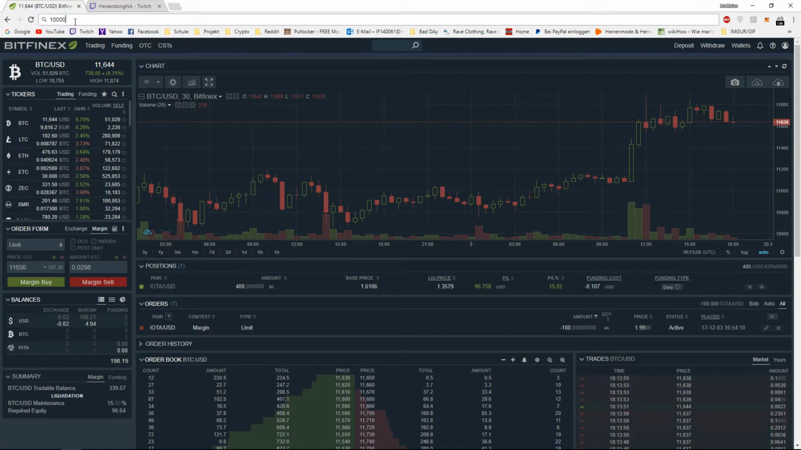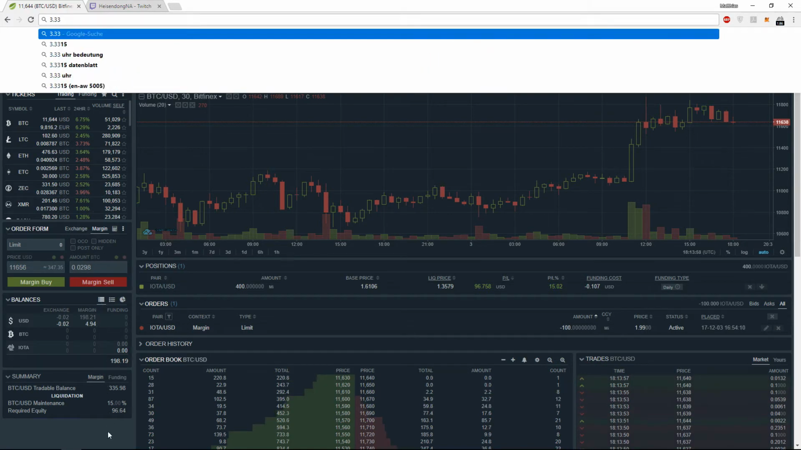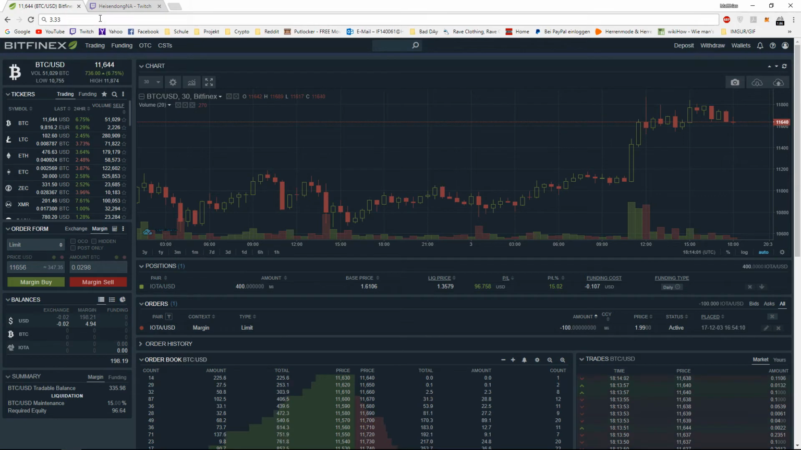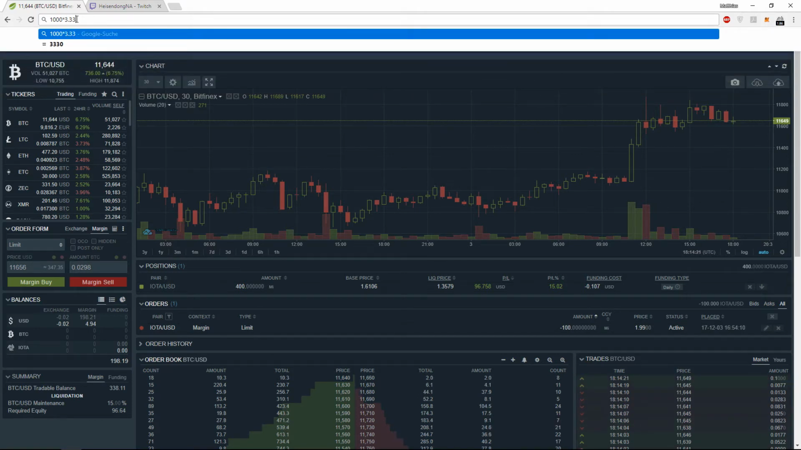So on Bitfinex, you have a leverage of 3.33, which is different in every exchange, but you can simply look that up or Google it. A leverage of 3.33 means if you have a margin wallet of the value 1,000 US dollars, you can then trade with 3.33 times this amount. So 3,330.